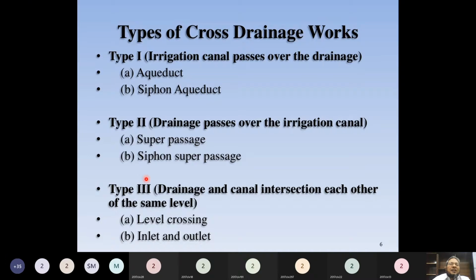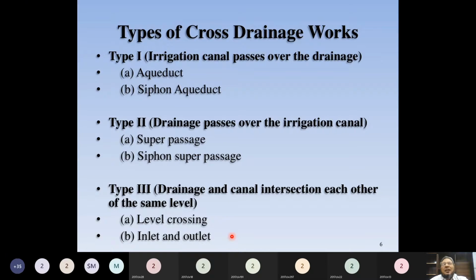So there are three types. In type 1, there are two types of structures. Number 1 is the aqueduct, and number 2 is the siphon aqueduct. In type 2 cross drainage structure, there are further two types of structures, superpassage and siphon superpassage. And in type 3, there are again two subtypes of the cross drainage works. Number 1 is the level crossing, and number 2 is inlet and outlet.